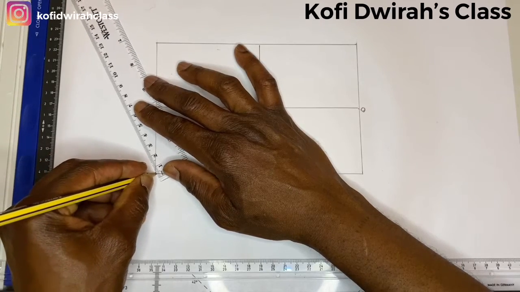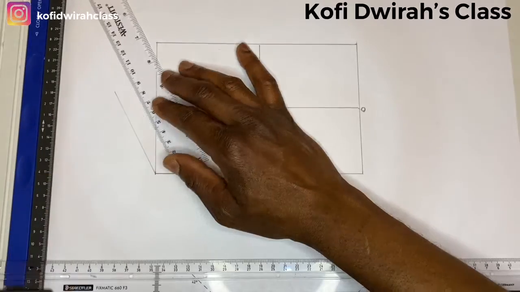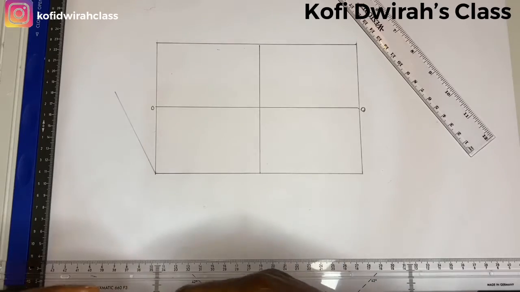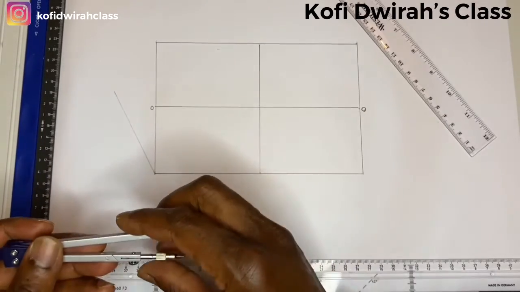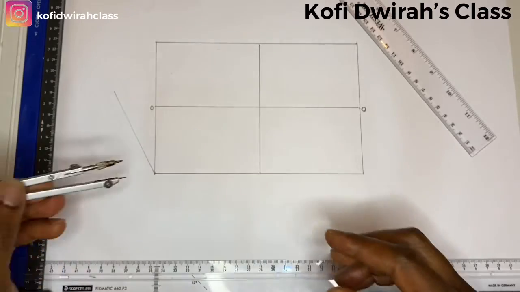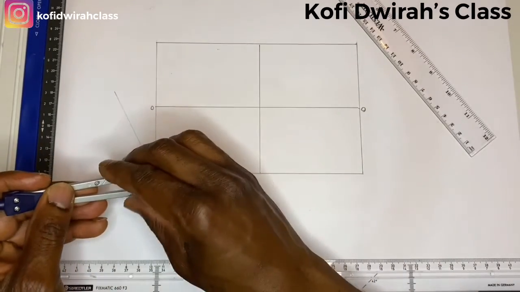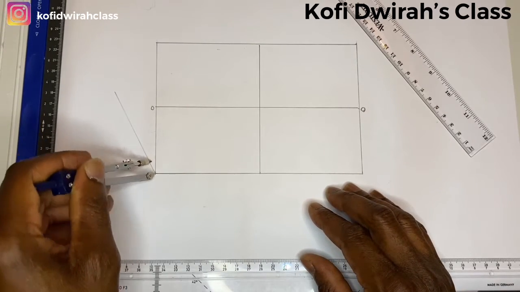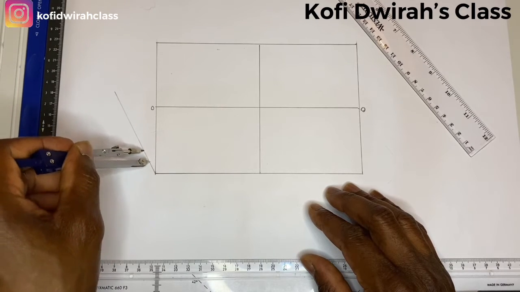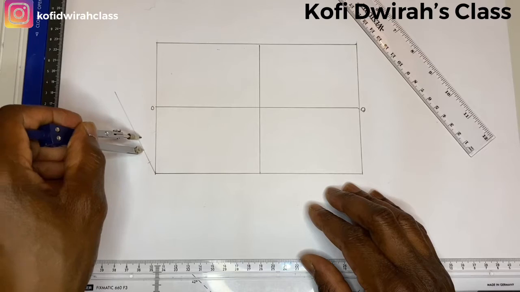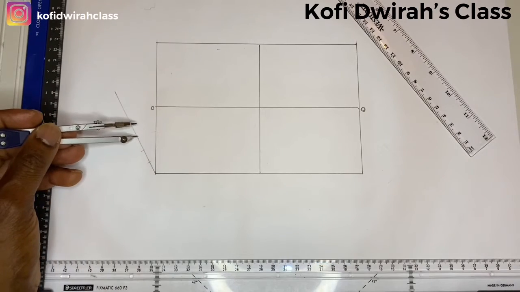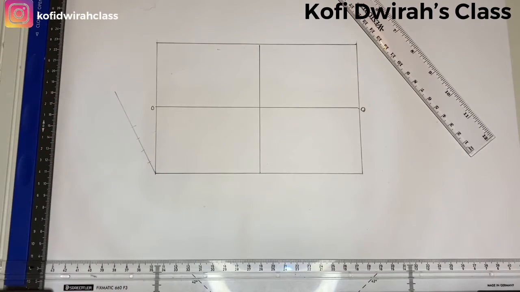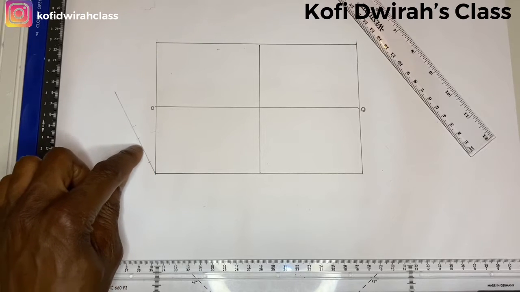So you draw something like this, a line here. Then with your compass, just mark. You are dividing into 4 equal parts. You have 1, you have 2, you have 3, and you have 4. Good. So we have 1, 2, 3, 4.